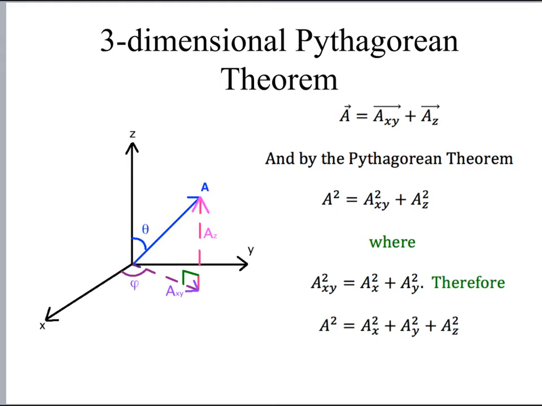The vector A squared is equal to A sub x squared plus A sub y squared plus A sub z squared. That is the three-dimensional Pythagorean theorem. And it works just like the regular Pythagorean theorem.